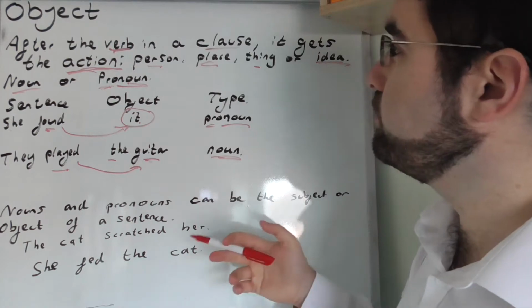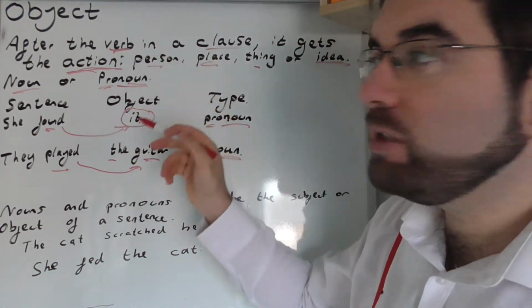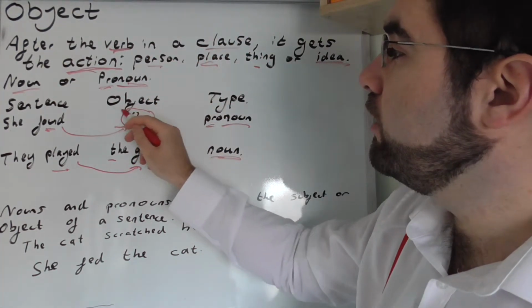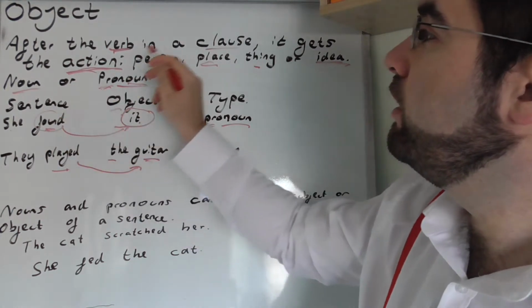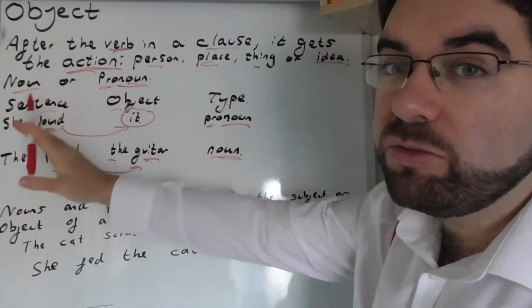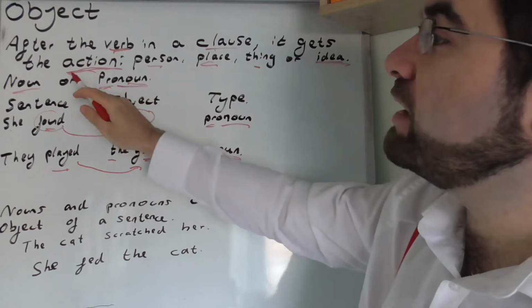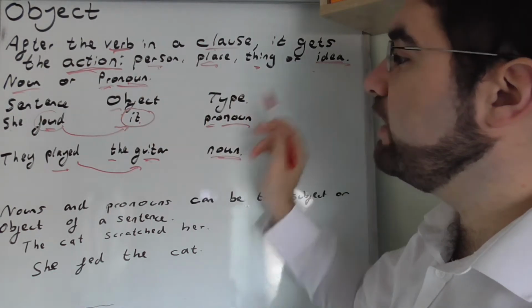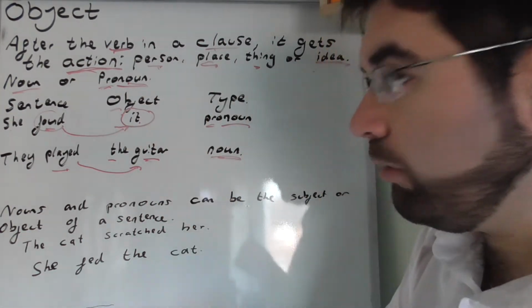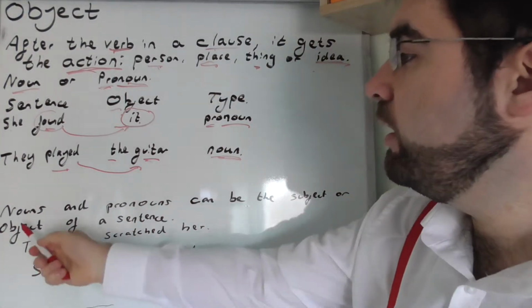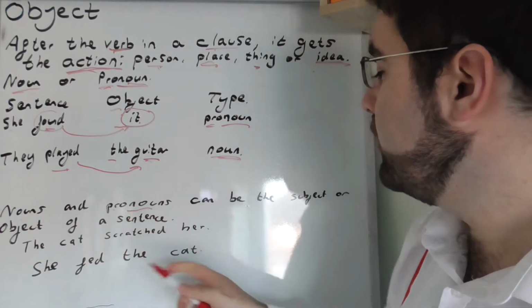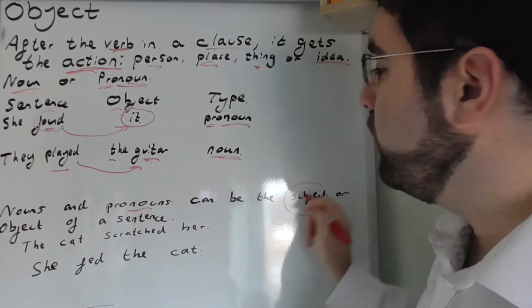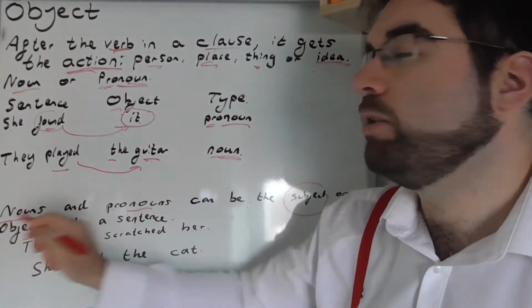Very nice. So the object is after the verb in the clause, in the sentence really. It gets the action. Person, place, thing or idea. Very nice. However, nouns and pronouns can be the subject or object of a sentence.